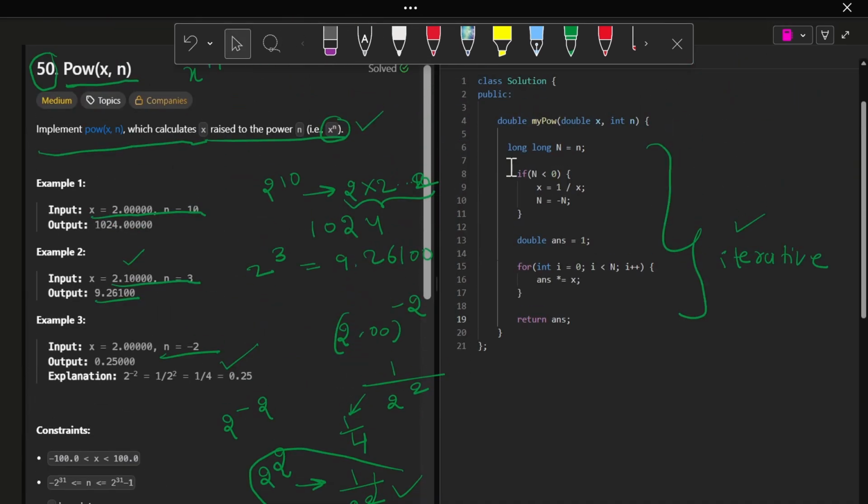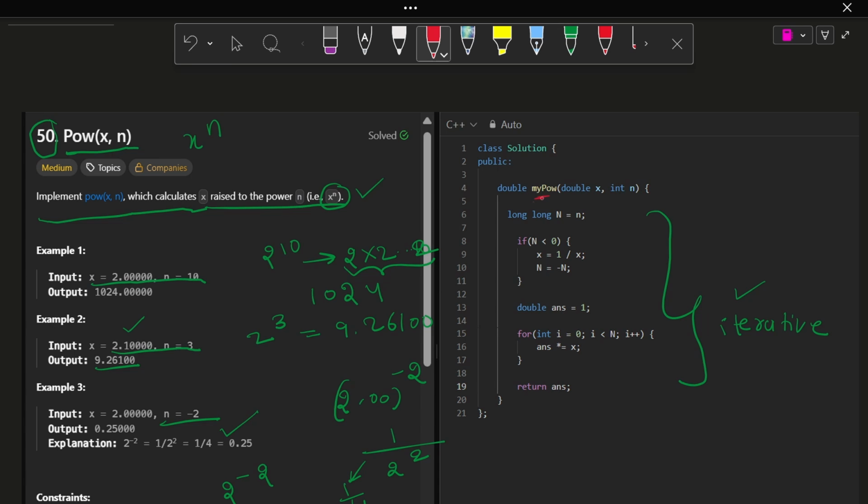If you want to see the code, this is the code. They're asking power, so x, and they're giving n. For n I am taking a long capital N, and this is the simple check: if they are giving a negative integer, we first invert that number and convert n equals minus n. We take double as the answer, because the answer is possible in double. Then do a for loop or a while loop, that is your wish, from 0 to capital N, multiply the values with x, and finally return that value. It is as simple as that.